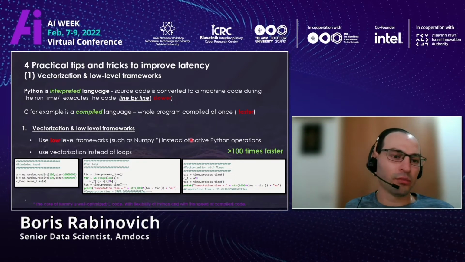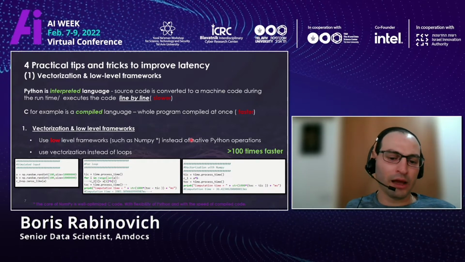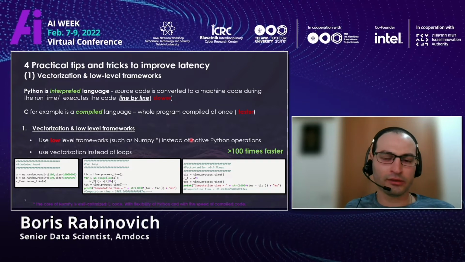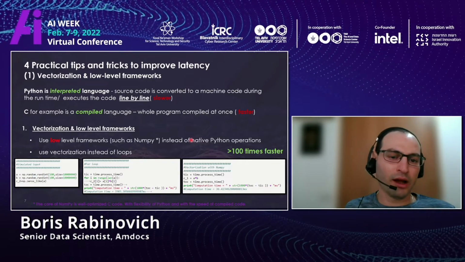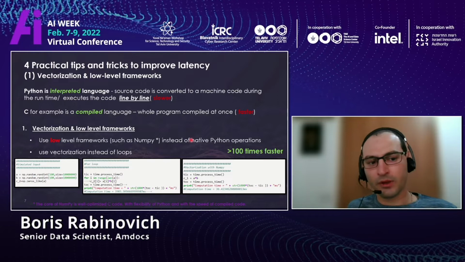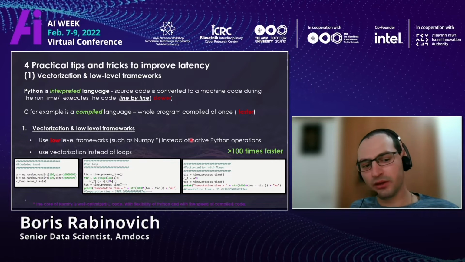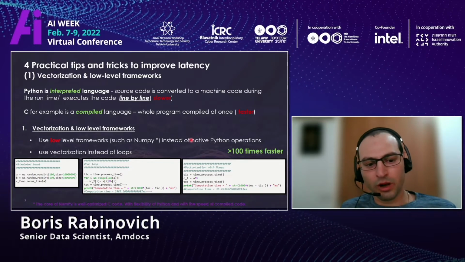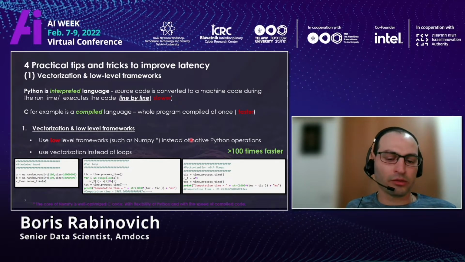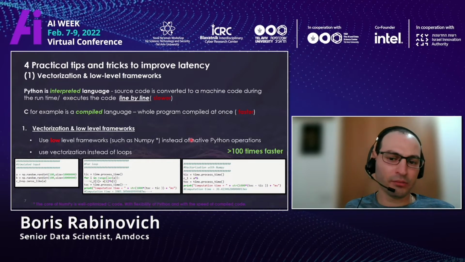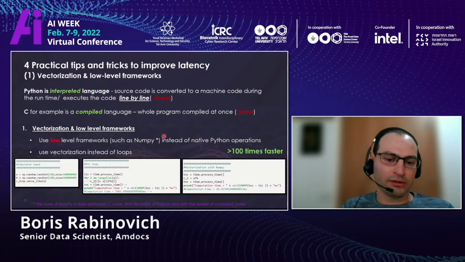As most of you know, Python is an interpreted language, which means that it executes the code line by line and converts these lines to machine code, and it is relatively slow versus a compiled language like C, which is much faster. So the first step is trying to use low-level frameworks such as NumPy. The core of NumPy is well-optimized C code, and most of the code is pre-compiled, which means it runs much faster than native Python code. Also try to use vectorization instead of loops.